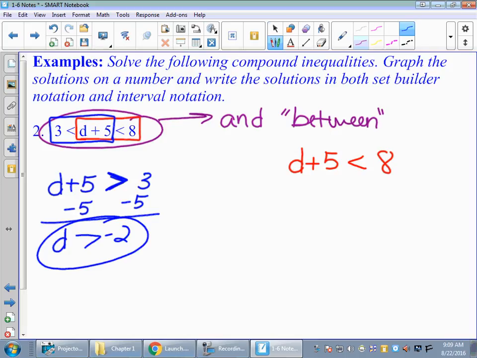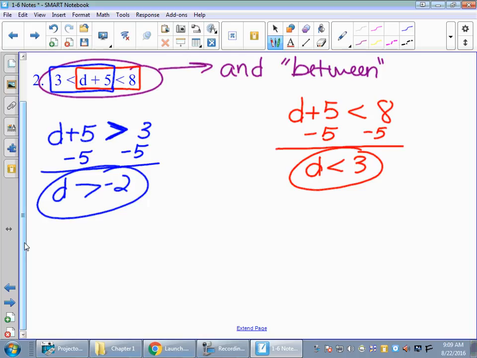And then on the other side, I'm going to subtract 5. D less than 3 over here. So keep track of any questions. If there's any misunderstandings, you can always put a little star by it or write a little question next to it, and I'd be happy to answer those questions tomorrow.